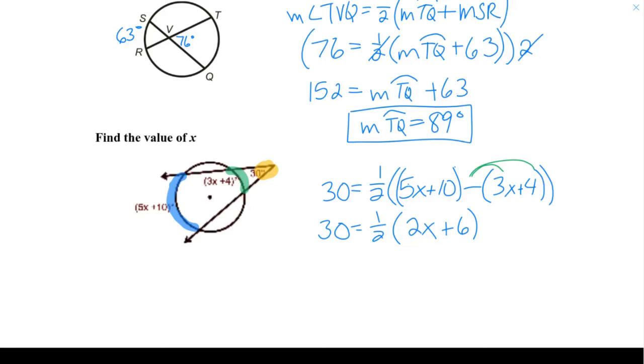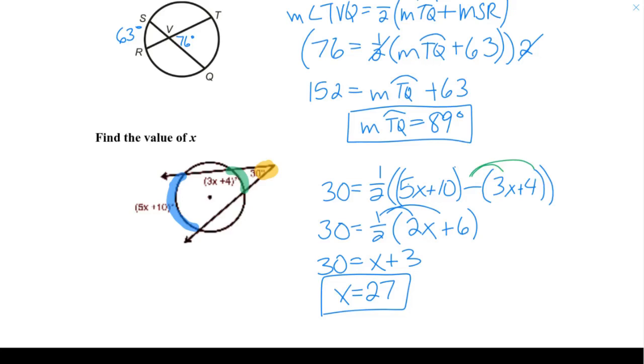At this point, I'm going to go ahead and distribute here. You could multiply both sides by 2 to eliminate that fraction, or distribute. I'm going to go ahead and distribute. So we would come up with 30 equals x plus 3. And then just subtracting 3 would give us an x value of 27.